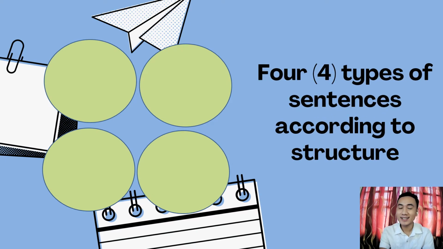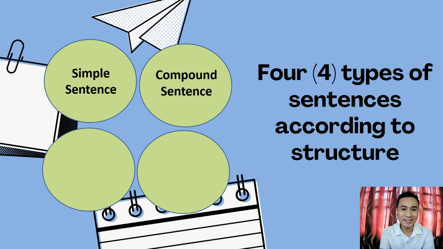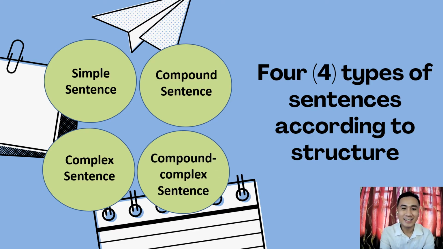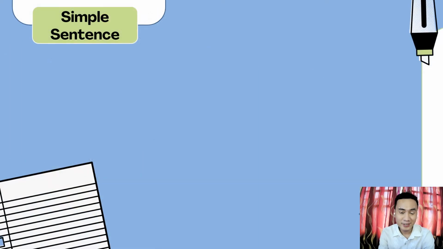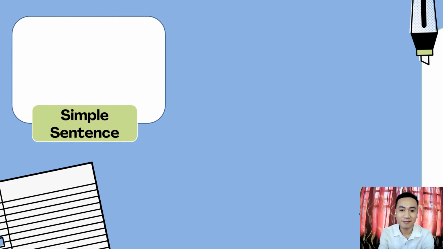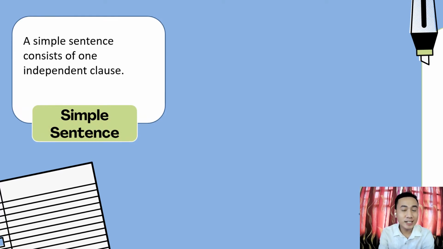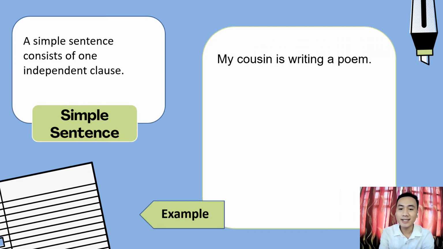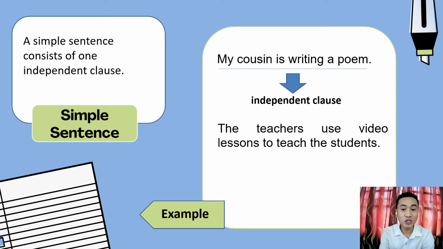There are 4 types of sentences according to structure: simple sentence, compound sentence, complex sentence, and compound complex sentence. Simple sentence. A simple sentence consists of one independent clause. For example, my cousin is writing a poem. The underlined clause is an independent clause. Another example, the teachers use video lessons to teach the students. The underlined clause is also an independent clause.